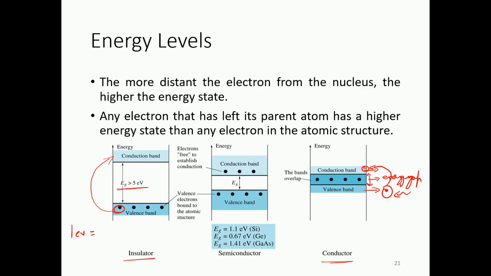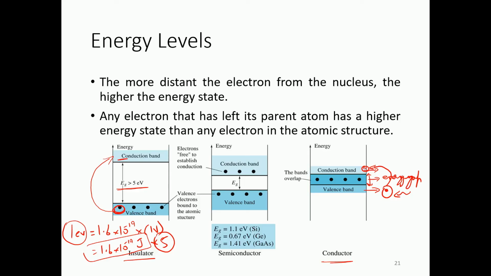So 1 electron volt is basically the charge of an electron, which is 1.6 into 10 raised to power minus 19 coulombs, and if you multiply it with 1 volt, you get 1 electron volt of energy, or you can say it is 1.6 into 10 raised to power minus 19 joules. So this is the amount of energy. So in this case of 5 electron volts, you multiply it by 5. So this much amount of energy is required by this electron to move from the valence band and come to the conduction band.